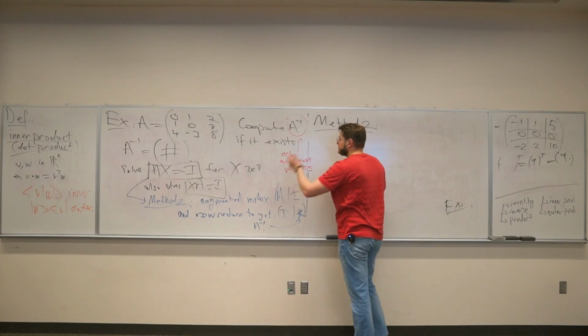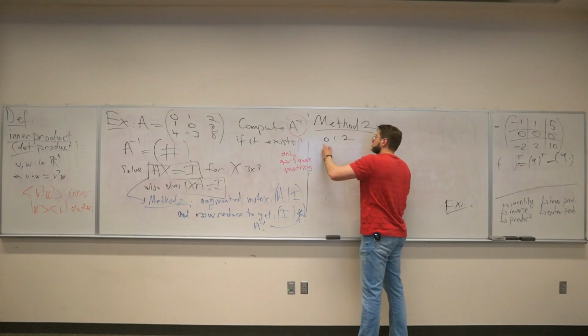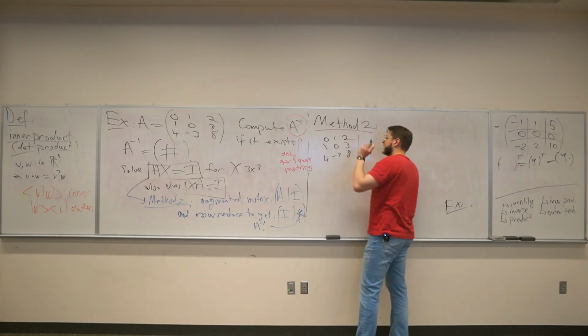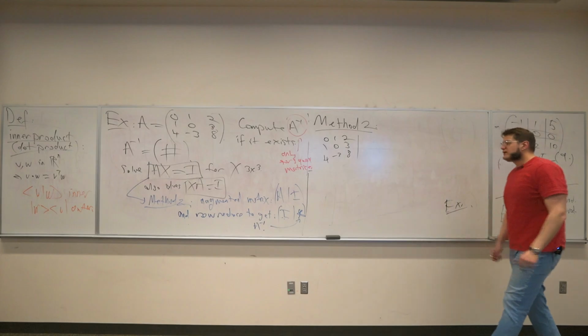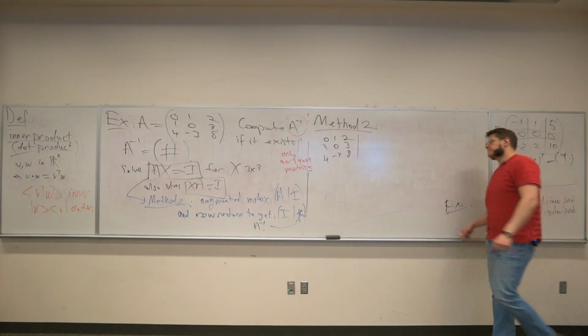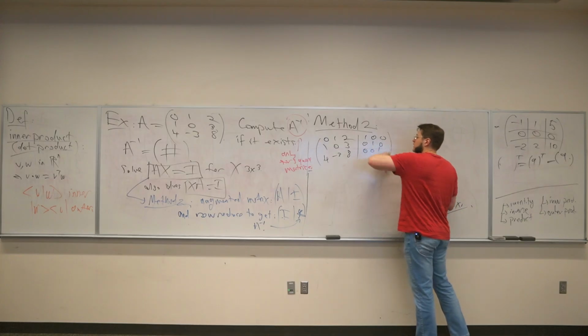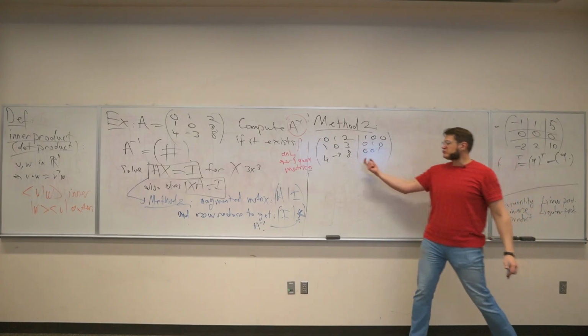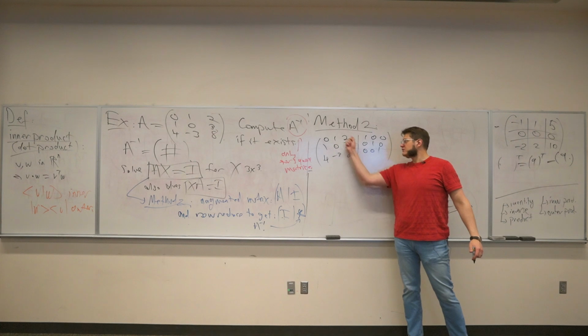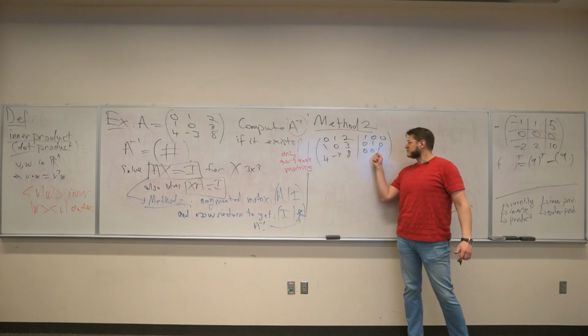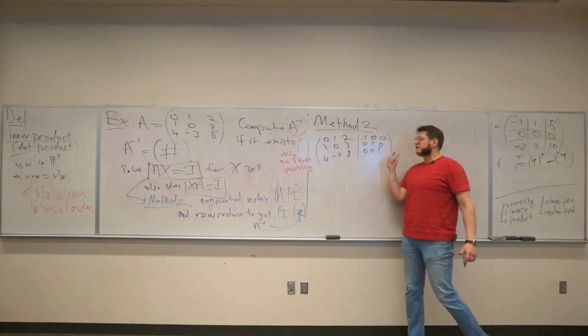What is the augmented matrix? 0, 1, 2, 1, 0, 3, 4, minus 3, 8. That's my A matrix on the left-hand side. On the right, I always put the identity: 1, 0, 0, 0, 1, 0, 0, 0, 1. And what's the aim? The aim is to do a bunch of row operations so that here I see this pattern and I see something else on the right-hand side.